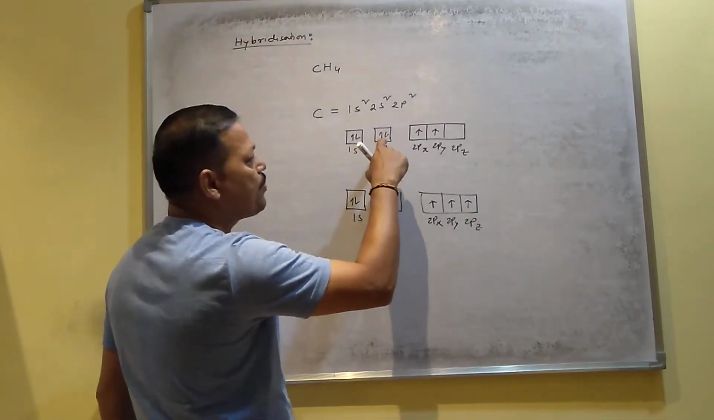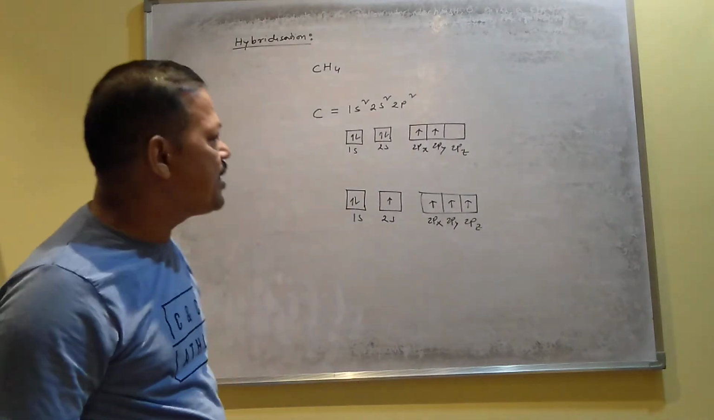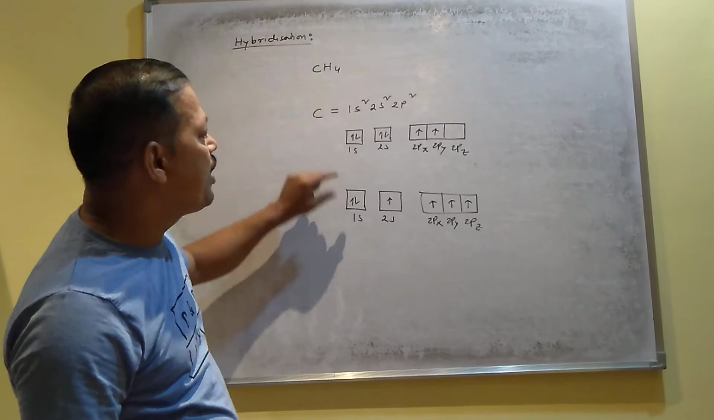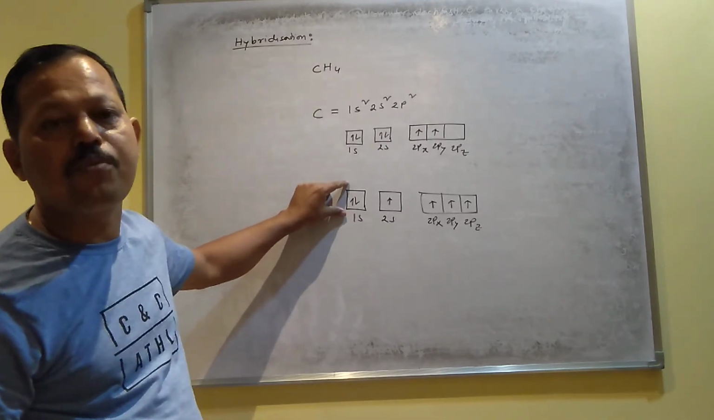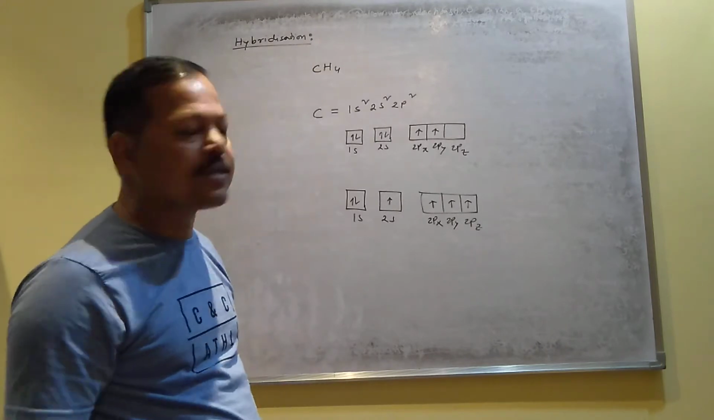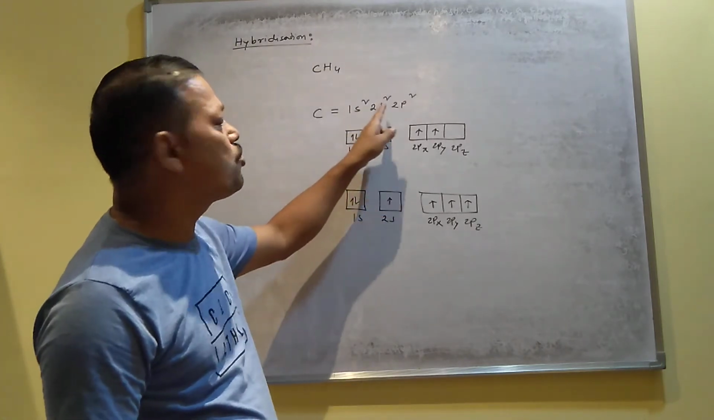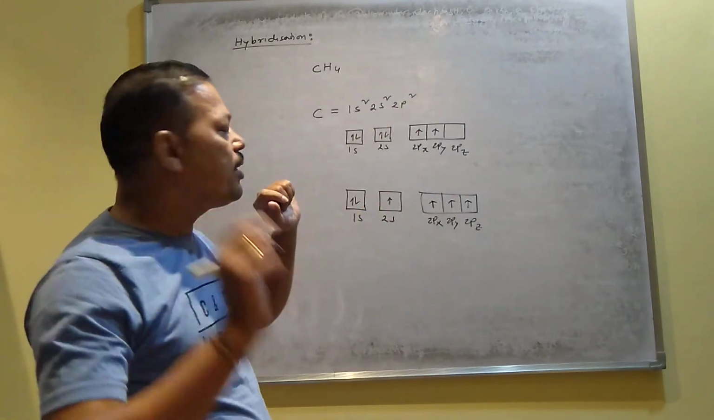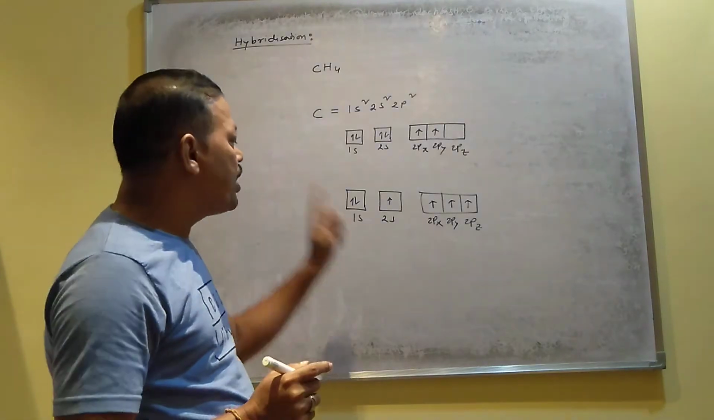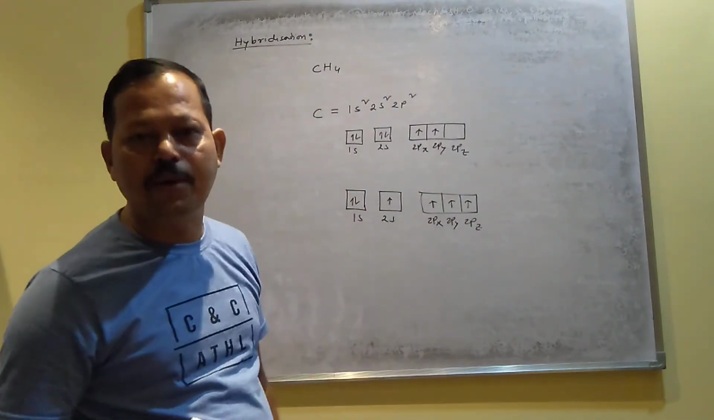I mean one electron jumps from 2s to the vacant 2pz orbital due to excitation. This is called the electronic configuration of carbon in the ground state, and this is called the electronic configuration of carbon in the excited state. That is why in the exam, if the question asks to write the electronic configuration of carbon in the ground state, then you have to write 1s2, 2s2, 2p2. But if the question asks to write the electronic configuration of carbon in the excited state, then you have to write 1s2, 2s1, 2p3.